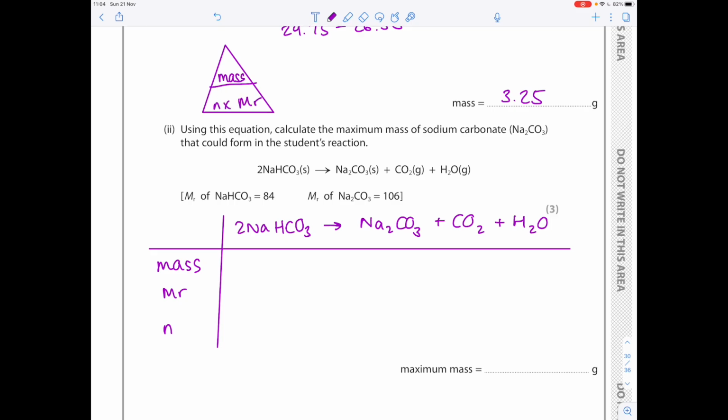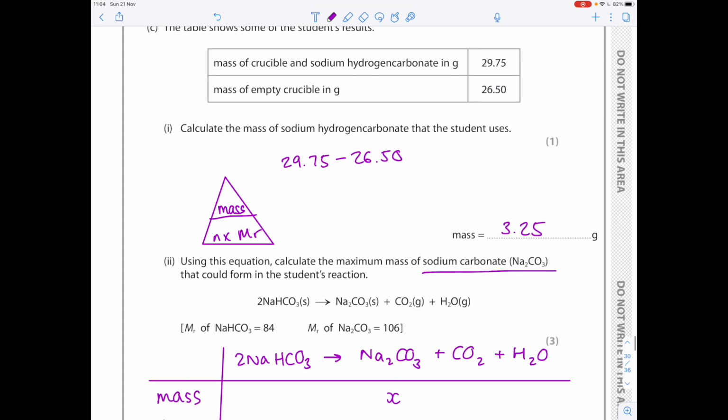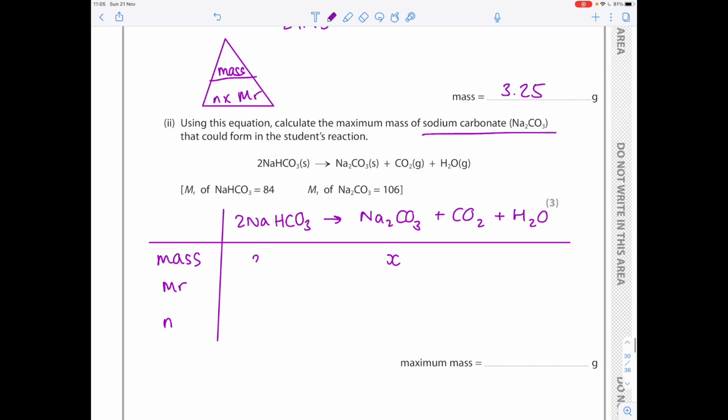Here's your all-important formula triangle. So we're after the maximum mass of sodium carbonate, which is why this is X. We know that our mass of sodium hydrogen carbonate is 3.25 because we've just found that out. Let's pop our MRs in this table, which we've been kindly told is 84 and 106. Then using this formula triangle, we can see that number of moles is mass divided by MR.